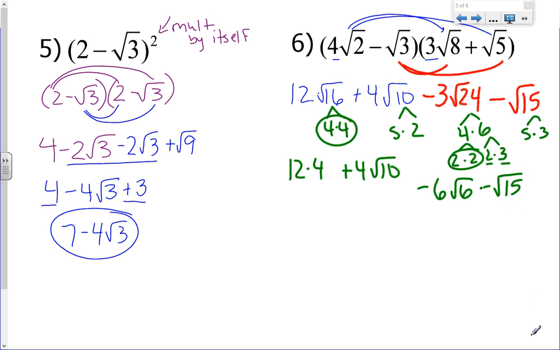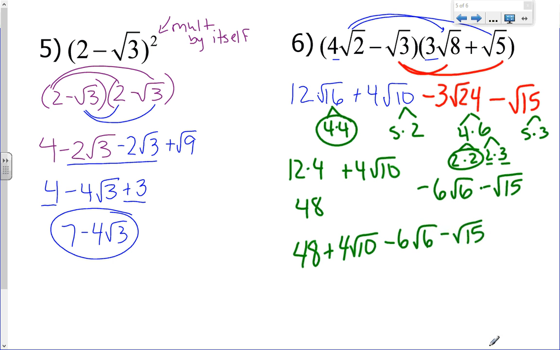So that's why we took time yesterday to practice simplifying these radicals. The one thing I didn't simplify is I should have done 4 times 12 right away, and that's 48. So when we take a look, we have no like terms at all. We have a whole number, we have a square root of 10, a square root of 6, and a square root of 15. So I'm simply going to write my answer in that order from left to right. So we have 48 plus 4 square roots of 10 minus 6 square roots of 6 minus square root of 15.